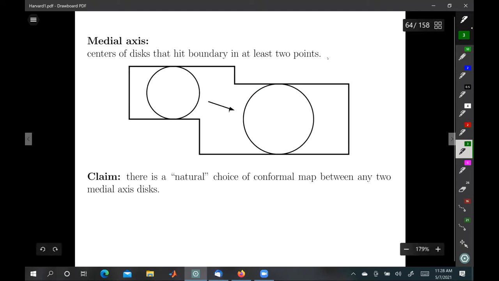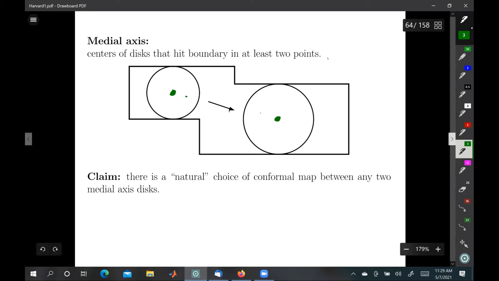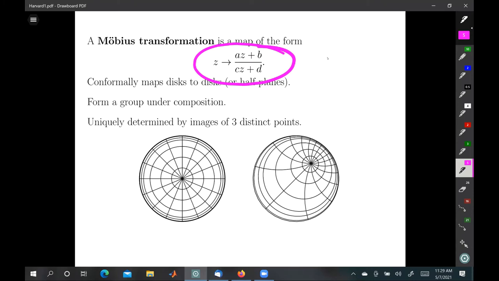Okay. Now, given two disks centered on the Voronoi diagram, I want to convince you there's a natural, obvious map from this disk to this disk, okay? There's many, many maps, but there's one that is sort of more natural than all the others. And this involves the idea of a Möbius transformation. Möbius transformations, as you know, are linear fractional transformations. These are exactly the one-to-one conformal mappings of the sphere to the sphere. It's a group under composition and has the property that if you specify three points, you can find a Möbius transformation that takes exactly those three points to the image three points.